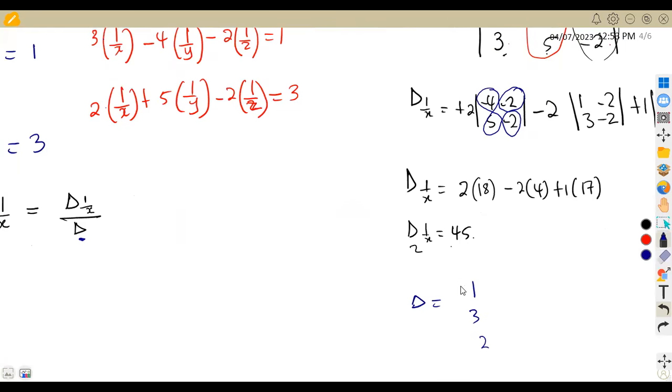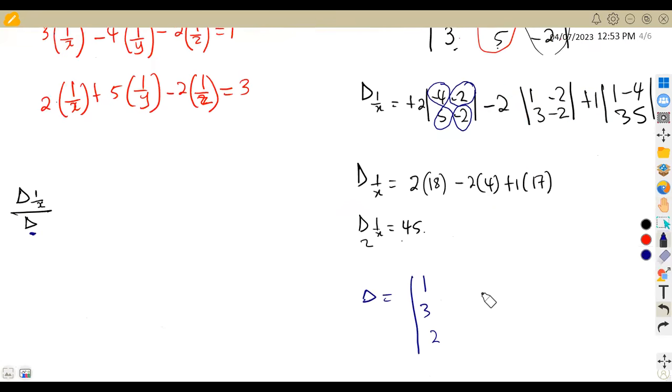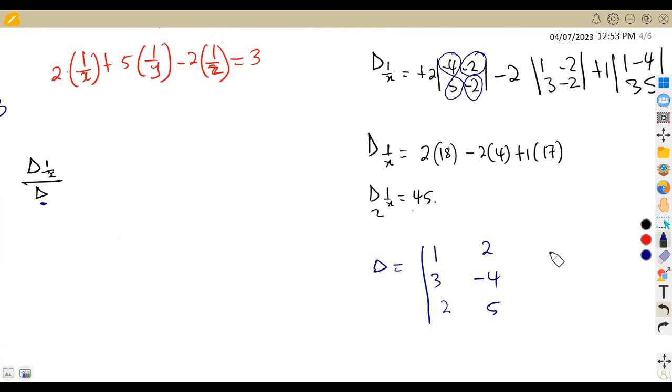1, 3, 2. We move on to the part of 1 over y. So this is 2, minus 4 and 5. So that's 2, minus 4, 5, 2, minus 4 and 5. We move on to 1 over z. This is 1, minus 2, minus 2. So that's 1, minus 2 and minus 2. So this is the one that you're going to use in this case.